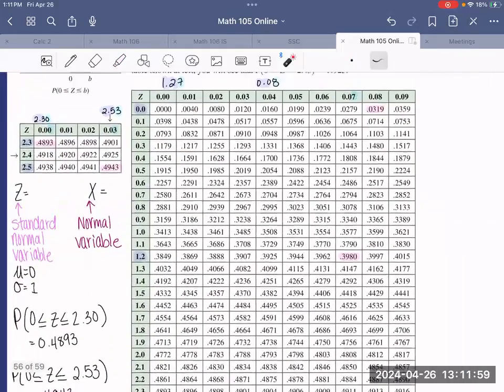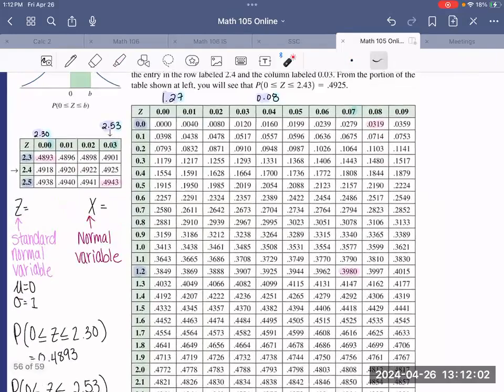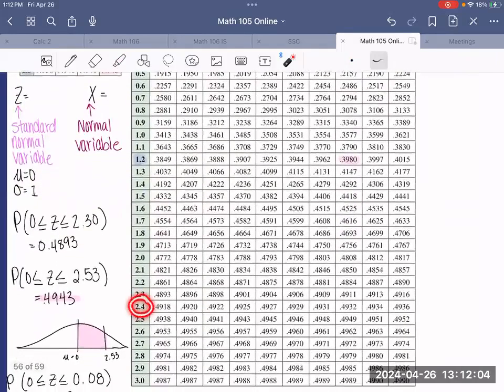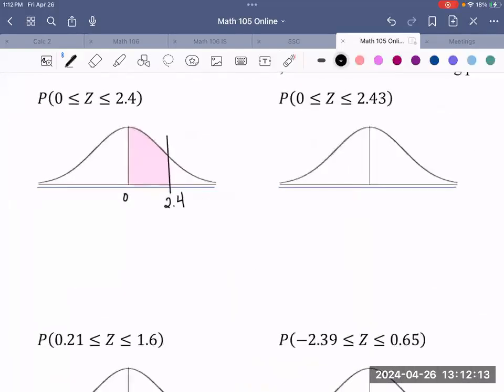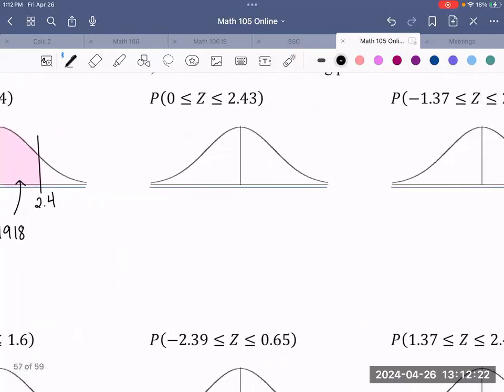0.24. So I'll just do it for one more. So 2.4 is right here, and following that 2.4 was nothing, so a 0. So we're working with this first one, 4918. All right, let's try it again one more time now with a 4.3. It should be just slightly larger. And I'm hoping you get 0.4925.